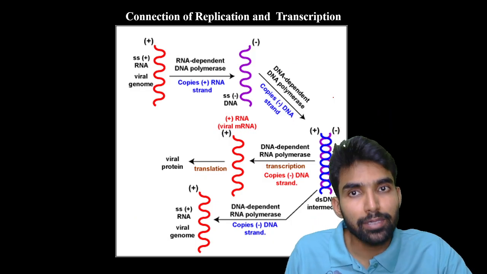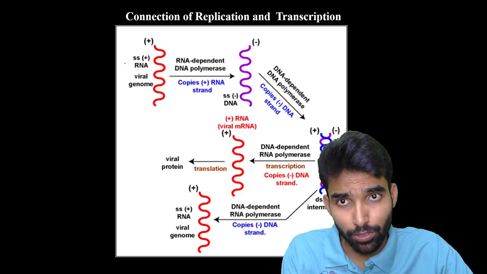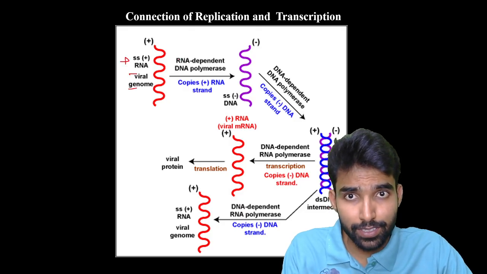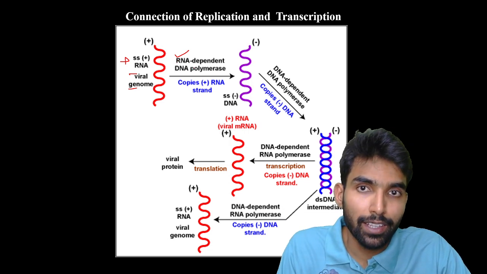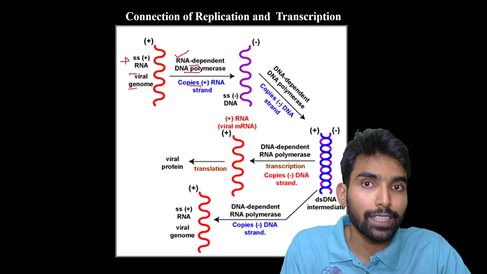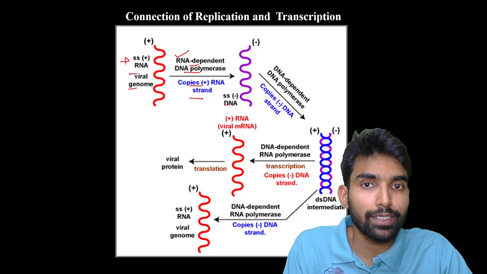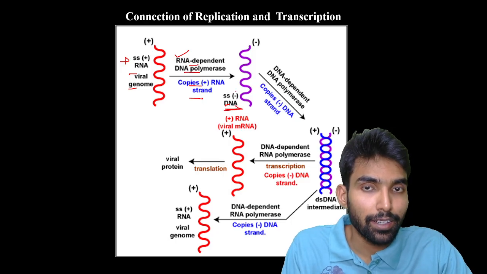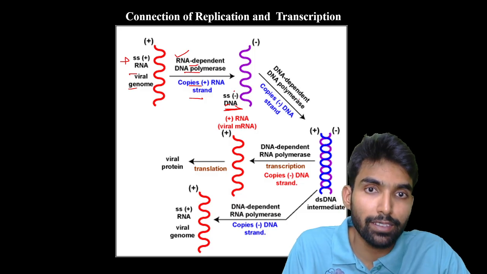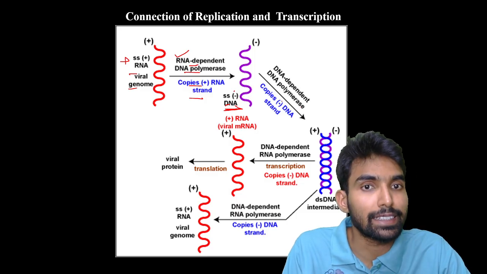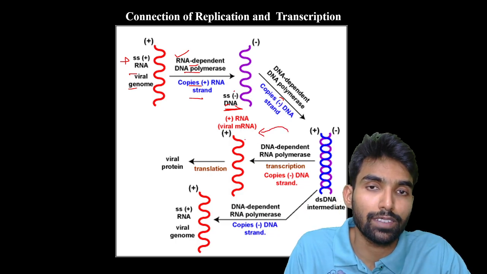Yeah, this is the same thing that I explained. If you have a positive sense RNA virus, first, how can it replicate? With an RNA dependent DNA polymerase, it will make a negative sense DNA of it. And using this negative sense DNA with a DNA dependent DNA polymerase, it can make a dsDNA intermediate, and from this dsDNA intermediate again you will get positive sense mRNA.